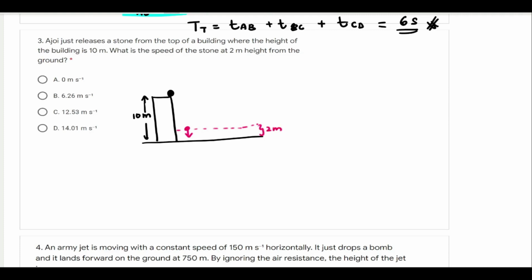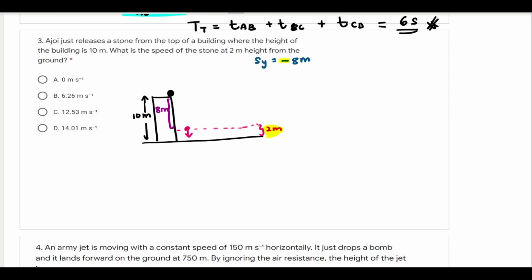Maknanya bola itu dah travel ke bawah ini, sejauh 8 meter. Kalau 2 meter from the ground, that means the ball travels from the top of the building to that point is 8 meter. Tetapi jangan lupa, the motion is moving downward. So Sy daripada top of the building tadi sampai dekat point yang 2 meter from the ground, mesti letak negatif 8 meter. Okay, so negatif tu jangan tertinggal.